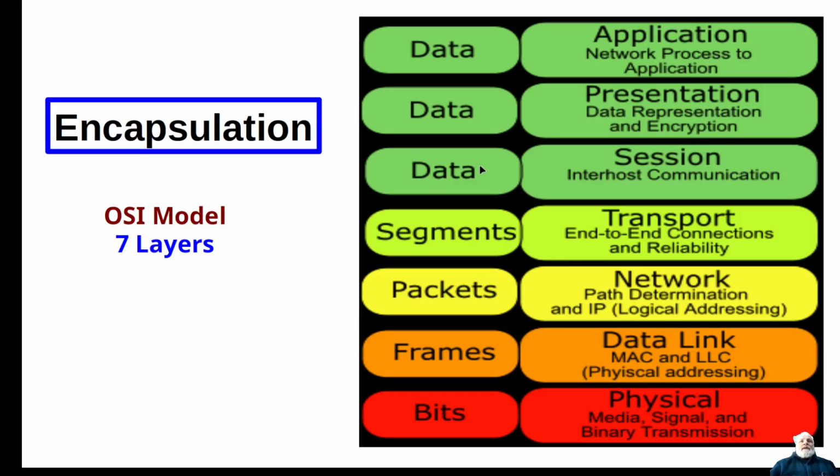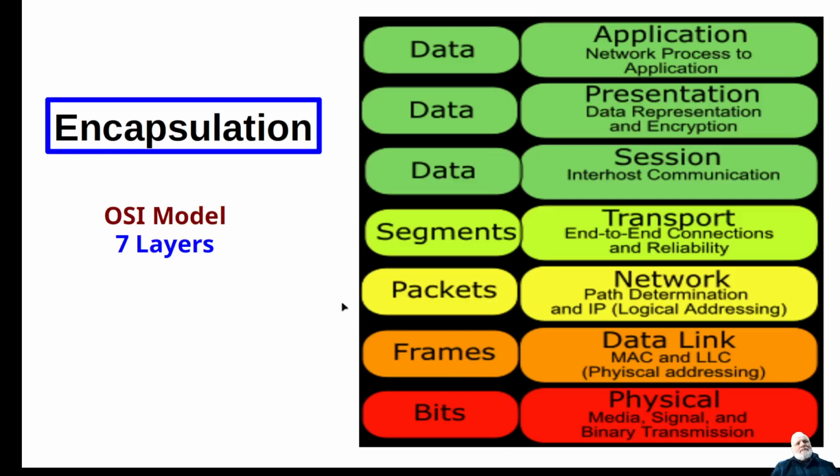All right, so looking at this concept of encapsulation, there's a couple of different models of how the data is encapsulated. So there's what they call the OSI model here, which breaks it down into 7 segments. But if you look at this, you see the green segments here. There's 3 of them. And then the orange and red down here.